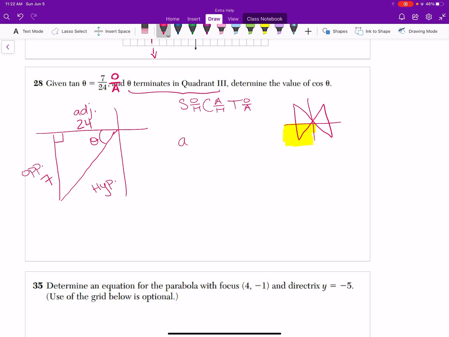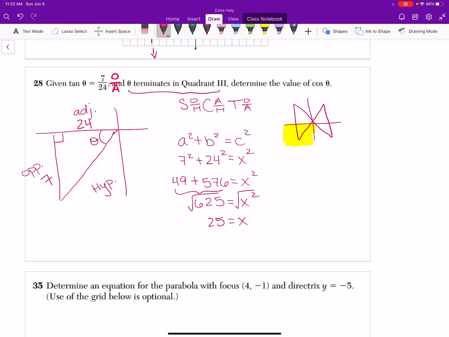To find the missing side, we always use Pythagorean theorem. Hypotenuse has to be the C, so since that's the side I'm looking for, that can be my X, which means the 7 and the 24 are the A and the B. So 7 squared is 49, 24 squared is 576. Adding together, we get 625. Taking the square root, we get that the missing side, the hypotenuse, is 25.